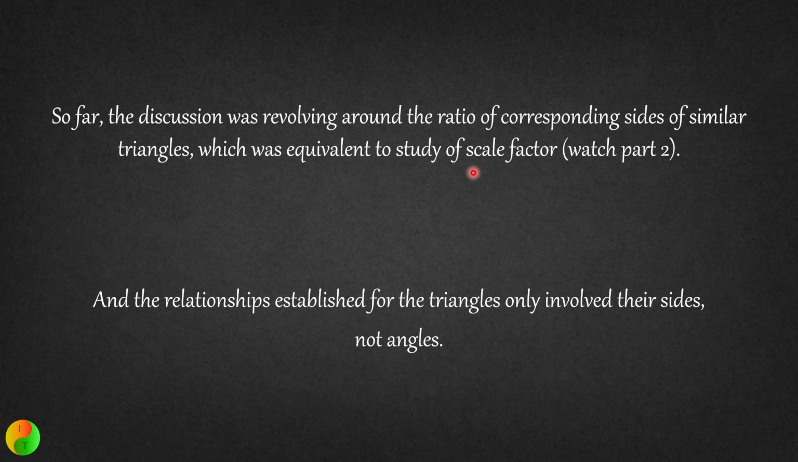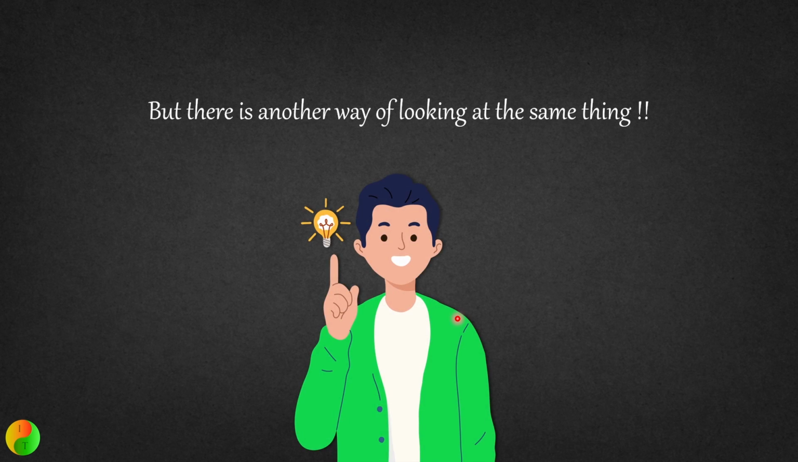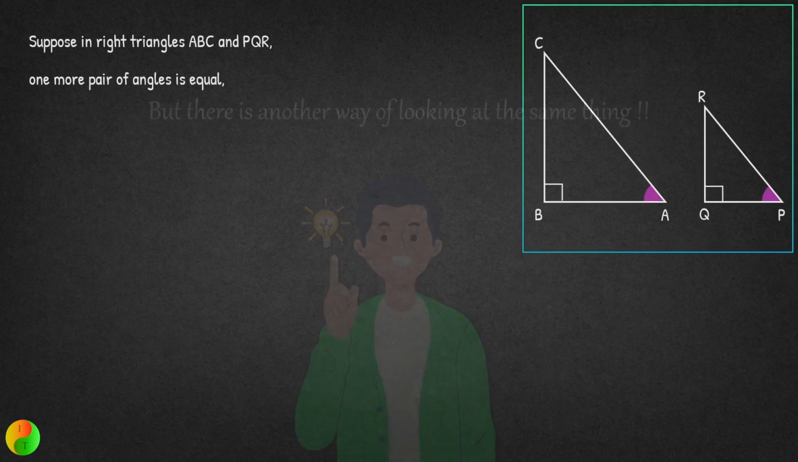So far, the discussion was revolving around the ratio of corresponding sides of similar triangles, which was equivalent to the study of scale factor. And the relationship established for the triangles only involved their sides, not angles. But there is another way of looking at the same thing.